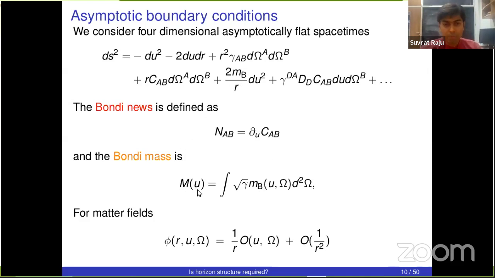The thing that's going to be important for us is to realize that when you take U to minus infinity, which is where in our conventions the past boundary of future null infinity is, this Bondi mass becomes the ADM mass. So it's just measuring the total amount of energy in the space-time. There are similar boundary conditions you could put for matter fields. For instance, if you had a massless scalar field, you would put some 1 over r boundary conditions. And then we'll be interested in the part after stripping off that 1 over r, which I'll call O.